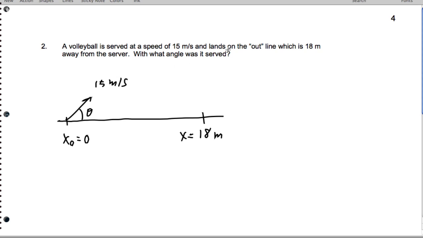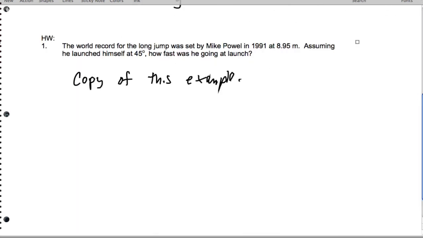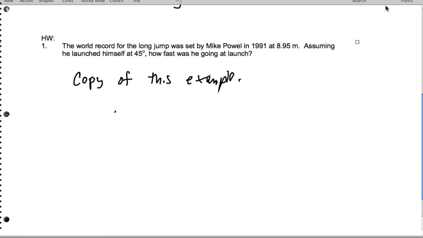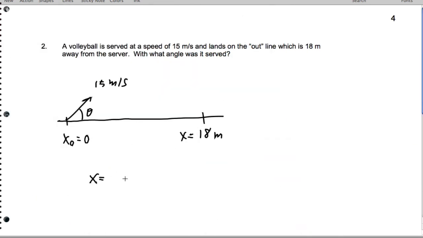Now, we're going to go ahead and take a look at our angles and our problems and our formulas. So backing up here, we can take a look at this range formula once again. So we're going to say that x equals v naught squared sine of 2 theta divided by g. And we're going to try to isolate this theta. So we're going to say gx over v naught squared equals sine of 2 theta.